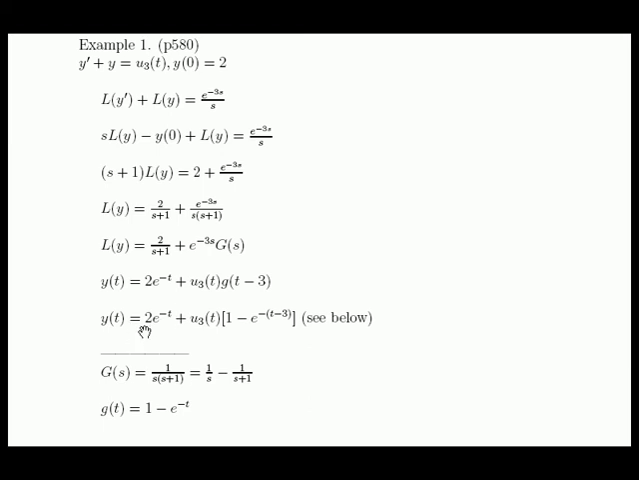So basically this says that if the right-hand side forcing function is 0 up until 3 and it suddenly turns on, then the final solution is what? Well, remember u3 of t is 0 up until 3, so up until 3 this whole term just disappears and the solution is just 2e to the minus t. Then suddenly at t equals 3 this term becomes 1, so the solution is this plus 1 minus e to the minus (t minus 3).